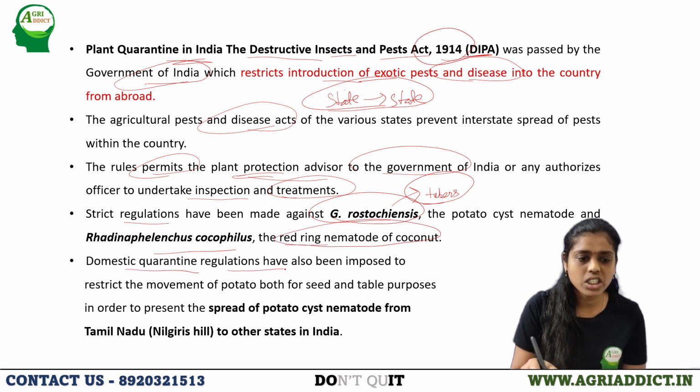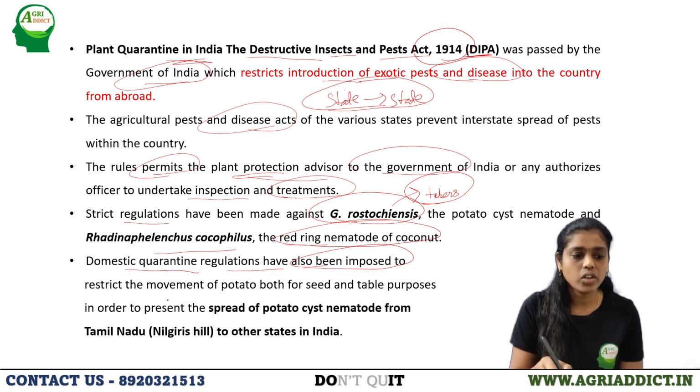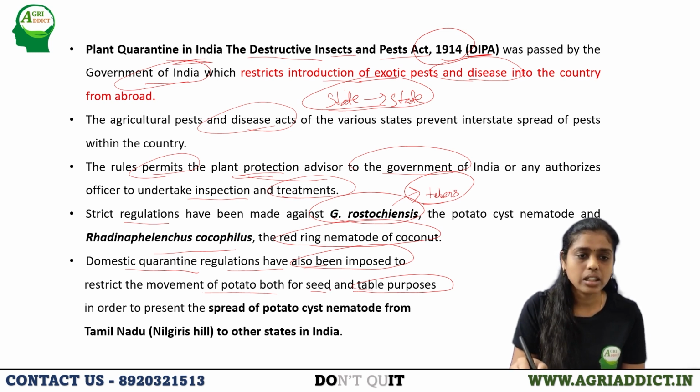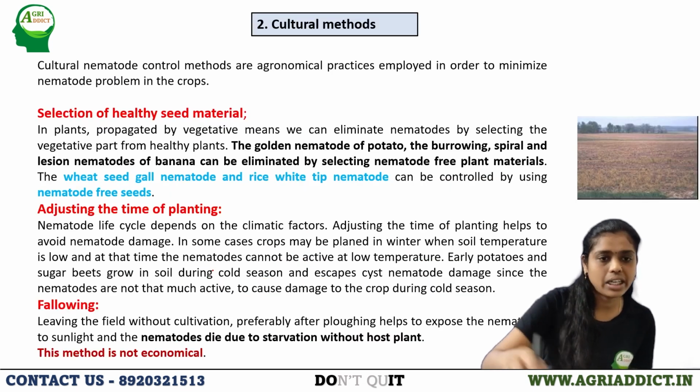Domestic quarantine regulations have also been imposed in order to restrict the movement of potato, for both seed and table purposes. As I explained earlier, the movement of potato from the Nilgiris is mainly prohibited to other states of the country, because the Nilgiris is very prone to the potato cyst nematode. So in order to prevent the entry of this potato cyst nematode to other states, certain rules and regulations, that is quarantine regulations, are made. This is about the regulatory methods.